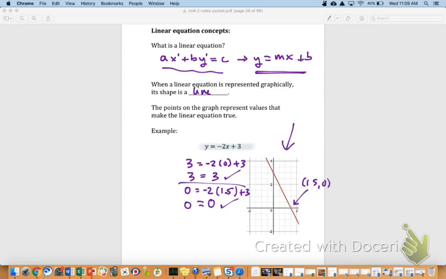So then maybe the next question would be, how on earth do we come up with these graphs? So there's lots of ways. Here is one of them.